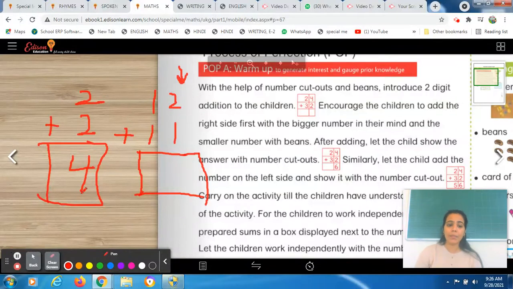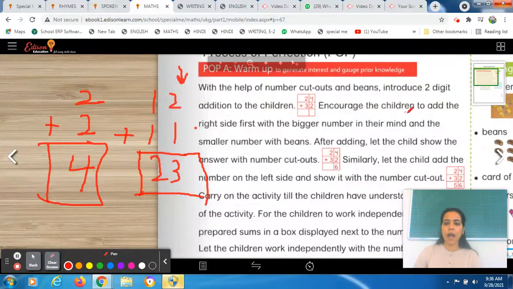So the biggest number you have to keep in your mind, and add the smallest number. So 2 plus 1. You have 2 already. If I am giving you one more bean, it is 3. So write 3 over here. Okay. Now, if you're done with the right hand side, shift to the left hand side. This is 1. 1 plus 1 is 2. So you will see that your answer is a 2 digit number.